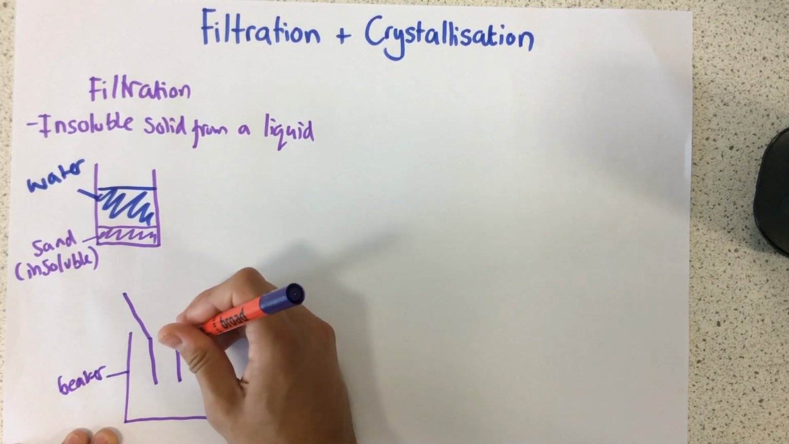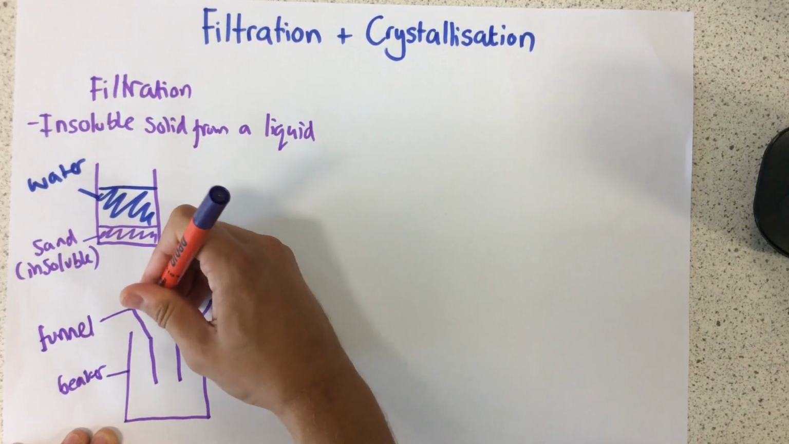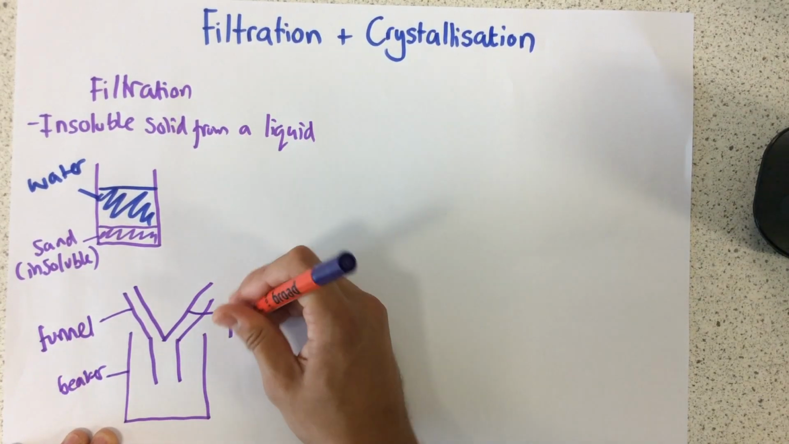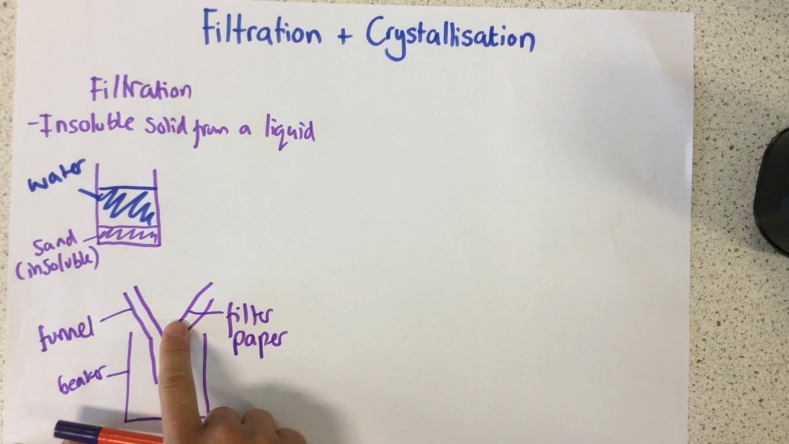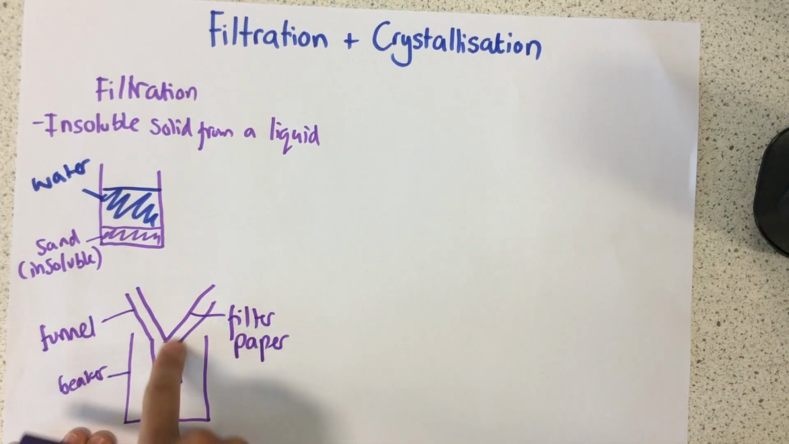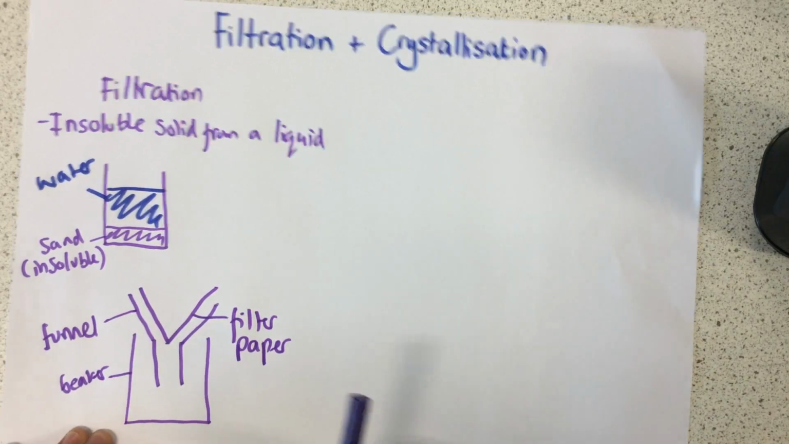a funnel, and in the funnel goes some filter paper. So filter paper has these tiny little pores in it that allow certain things to flow through, but larger insoluble things it does not allow to flow through.